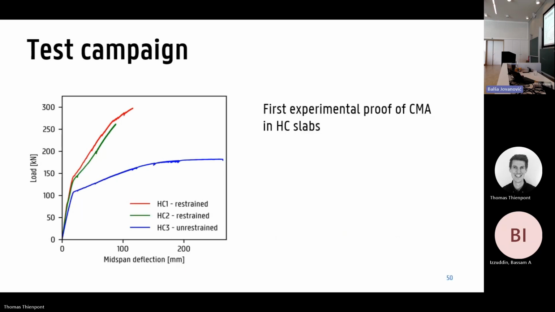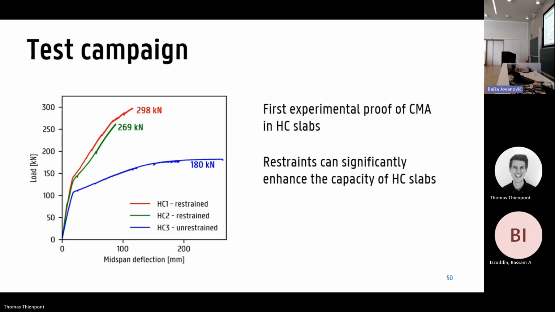So basically from this test campaign, we learned a few things. First of all, we were very happy because it was the first experimental proof that compressive membrane action can occur in concrete hollow core slabs. Secondly, if we look at the ultimate capacities that we achieved, we can say that the capacity that is achieved because of compressive membrane action is much, much higher compared to the reference case.